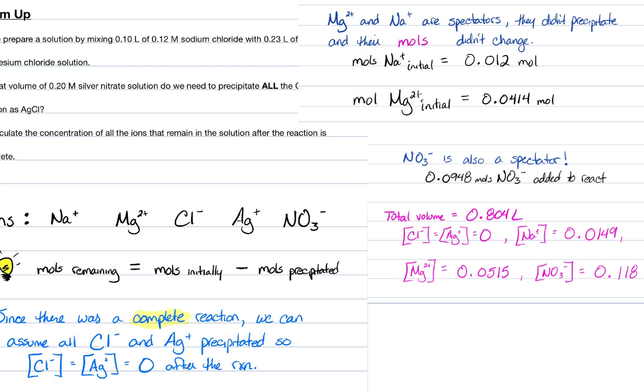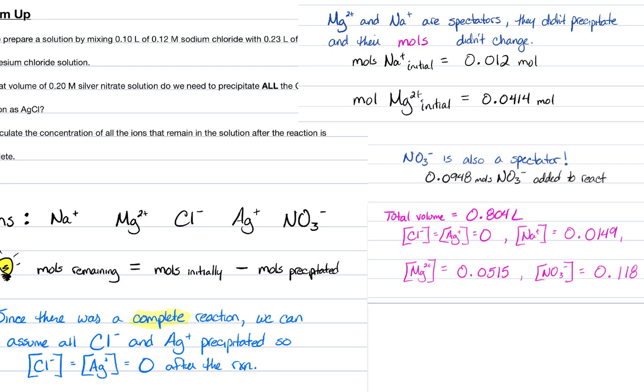All right, so I pointed out that in this question, it's told that we're going to precipitate all of the chloride, right? That means it's a complete reaction. All the chloride precipitates. So that means that the concentration of Cl minus is 0 in solution. All of it precipitated. It all came out as a solid. So there's no aqueous chloride left in solution.